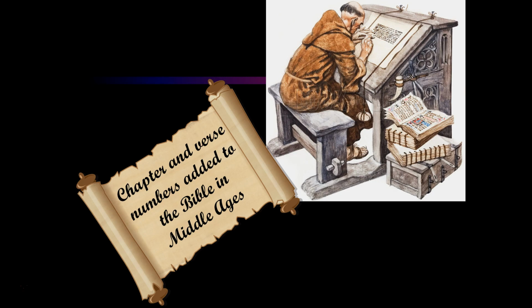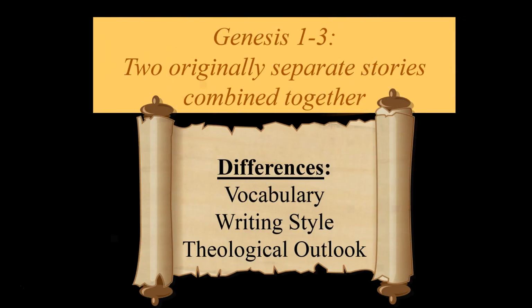While the medieval scholars read these two creation stories as one narrative, we can see today, by the use of different vocabulary, different writing styles, different theologies, that these were originally two separate stories that were placed side by side in the book of Genesis when it was compiled and edited over numerous years.